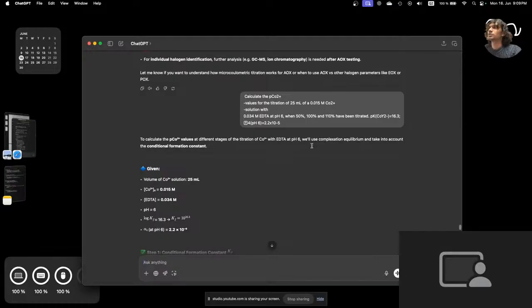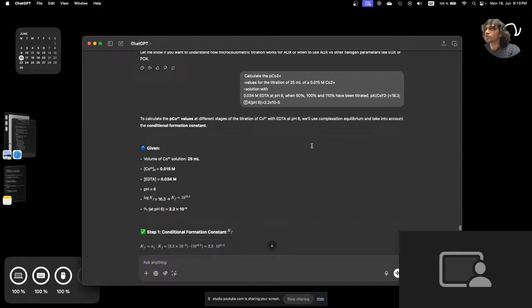The volume of Co2+ solution is 25 milliliters. Co2+ equals 0.15. EDTA is 0.034. pH is 6. Log Kf equals 16.3. Kf is equal to 10 raised to 16.3. Conditional formation constant.